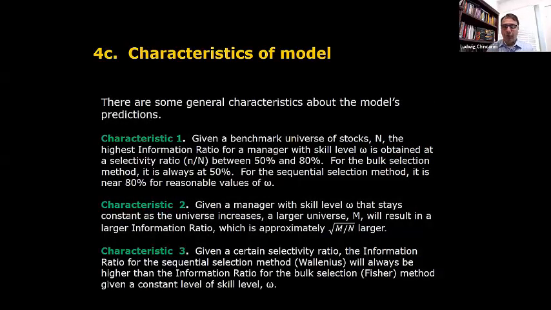There are a lot of other characteristics. For example, I'm just going to go to characteristic 2: you can show that as your skill level stays the same, but you get a larger universe, the information ratio increases by approximately the square root of M over N. What is M? The number of stocks in the universe. N is the number of stocks they're picking. That's a peculiar but interesting result, actually. And there are other characteristics which I'm happy to give you the paper to look at, but I don't want to take away from the main points here.